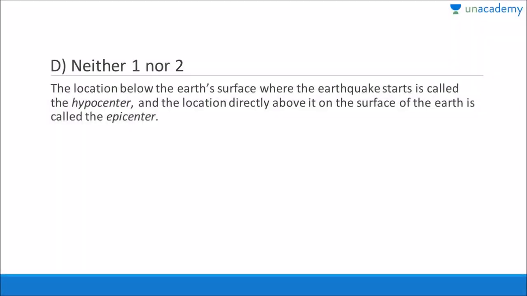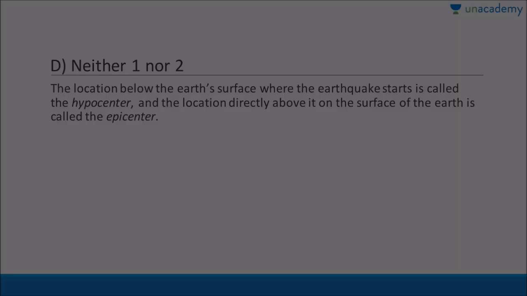So the location below the earth surface where the earthquake starts, it is called the hypocenter. And the location directly above it on the surface of the earth, it is called the epicenter. So the answer here is D, neither one nor two.